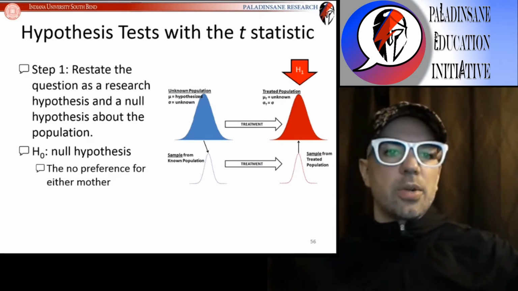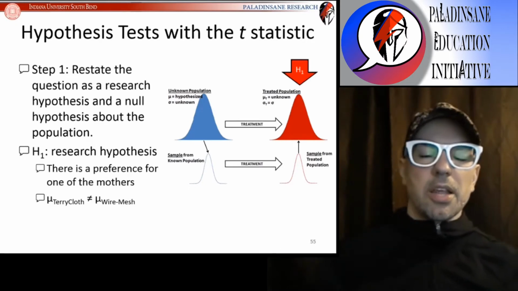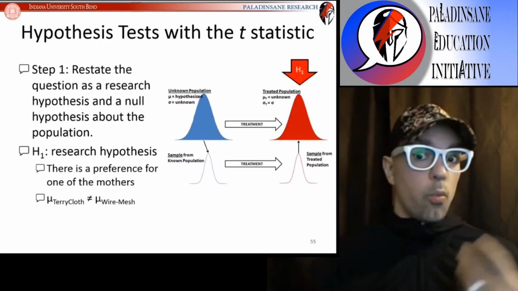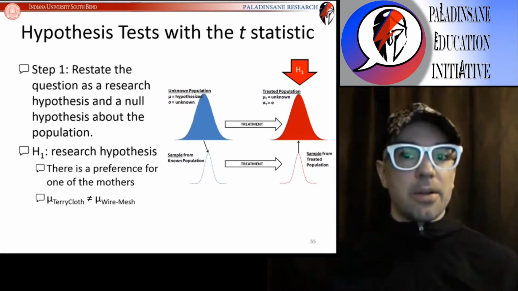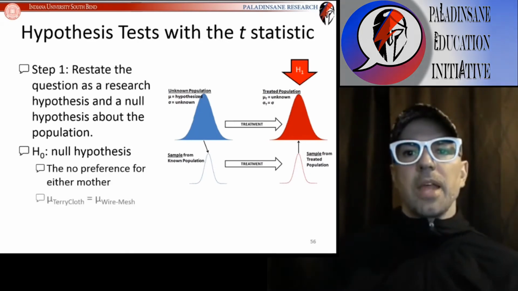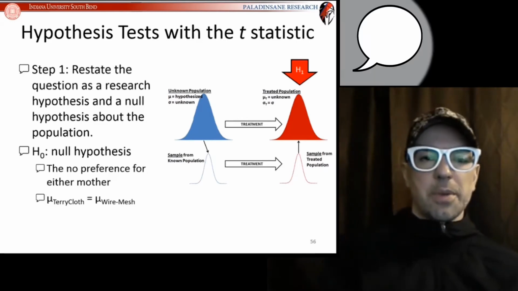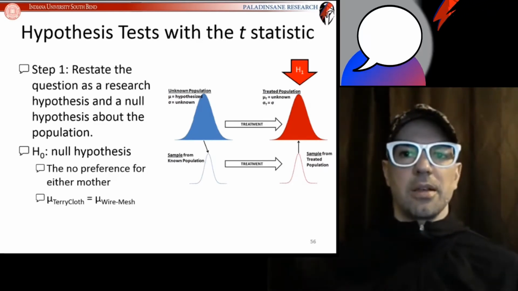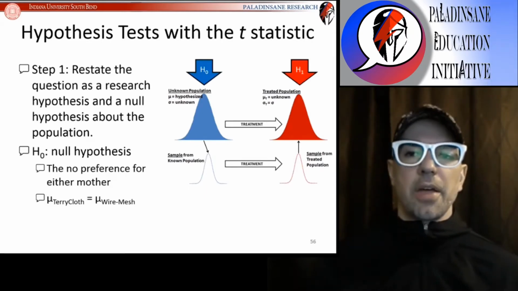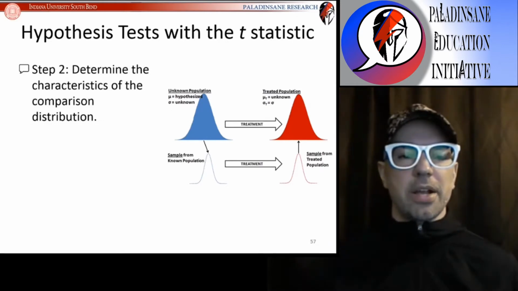So once again, the research hypothesis, there is a preference, meaning that the time spent with the terry cloth mother does not equal the time spent with the wire mesh mother, i.e. one of them gets more time, i.e. there is a preference. Or the null hypothesis, there's no preference for either mother, and both mothers get exactly the same time spent with them. The time spent with the terry cloth mother, same as the time spent with the wire mesh mother, and that's our untreated hypothesized population. Step number 2, determine the characteristics of the comparison distribution.